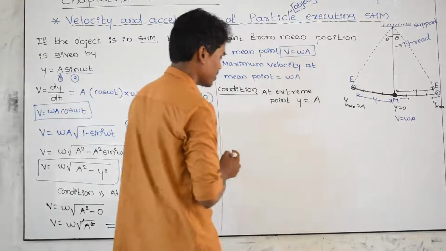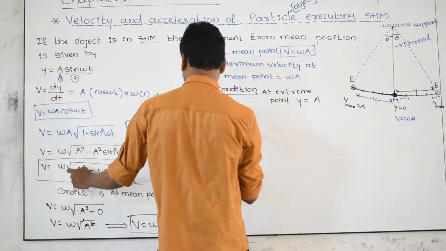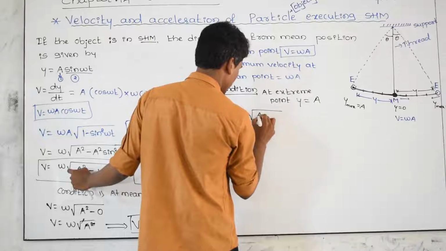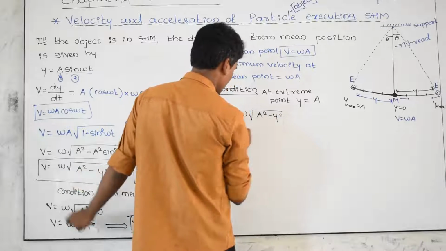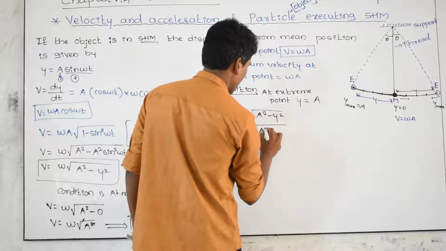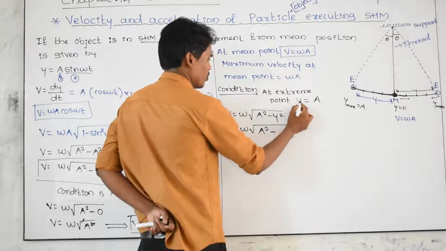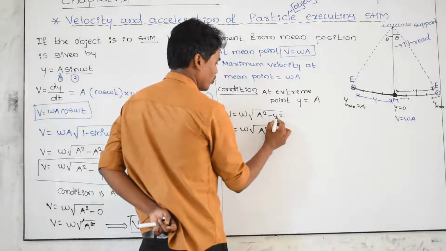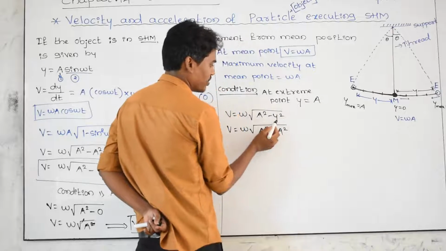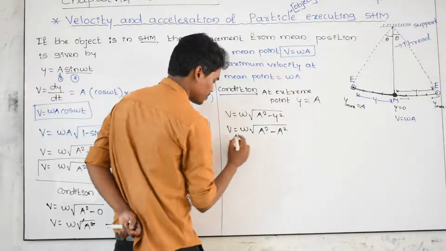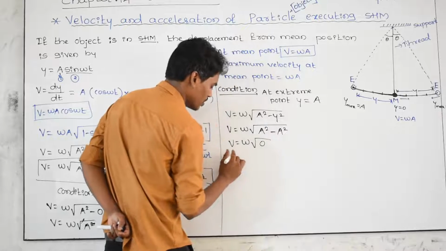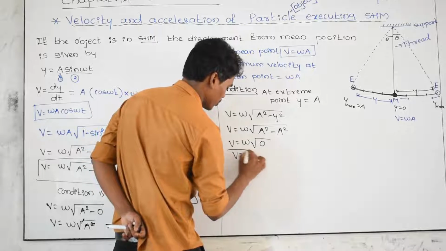I am taking that condition and substituting it in this formula. V is equal to omega root of a square minus y square, and V is equal to omega root of a square as it is, minus y, and y is equal to a. Y can be substituted as a, means a square. Then omega into root of 0, then V is equal to 0.